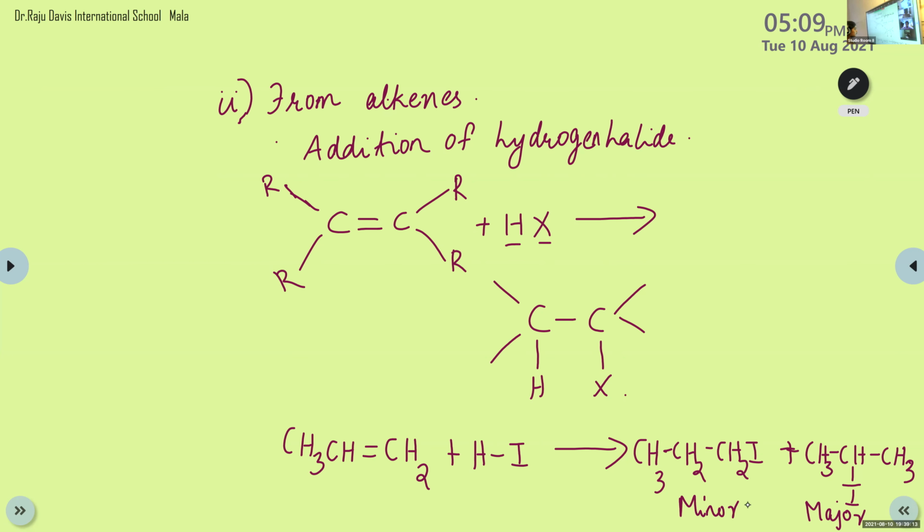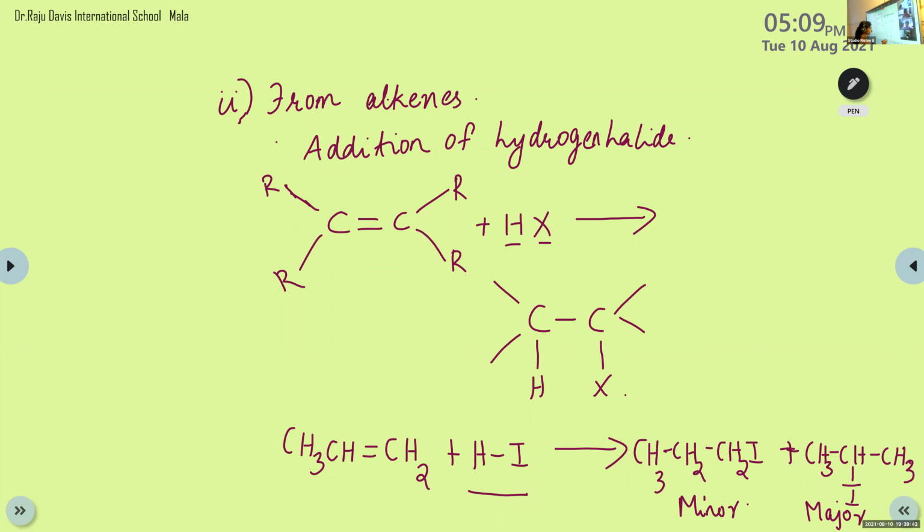Okay, this one is considered the major product and this one is the minor product. Then this Markovnikov's rule states that when you add HX to a double bonded carbon, that means to an alkene, the negative part of this reagent will be added to the carbon with the lesser number of hydrogen atoms. Clear?